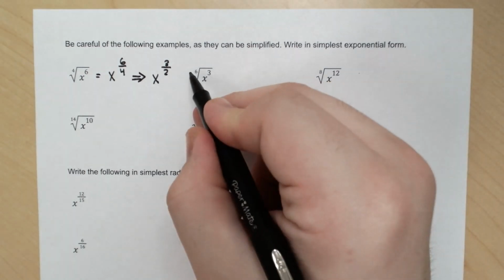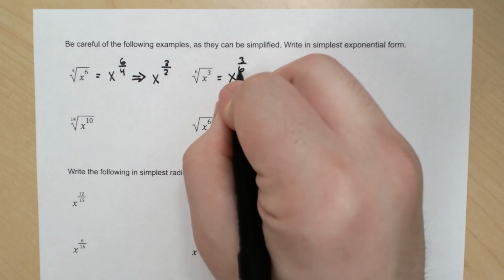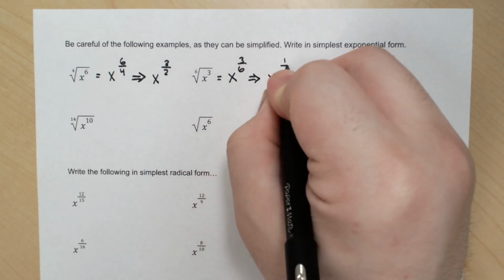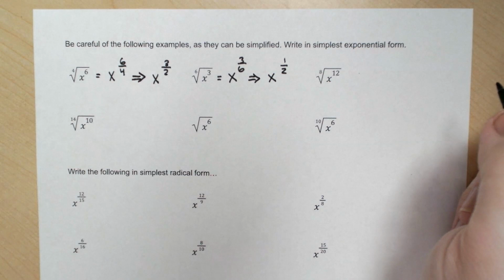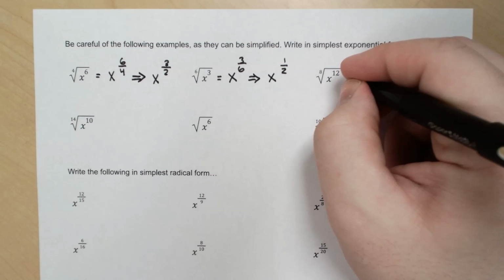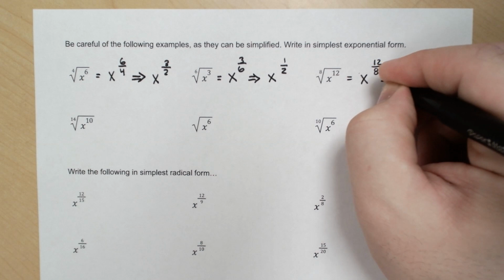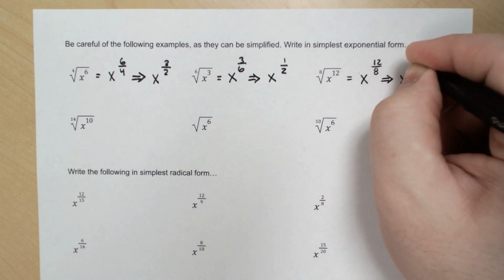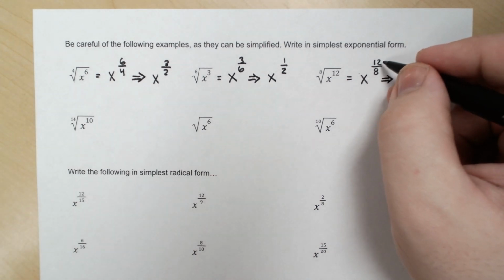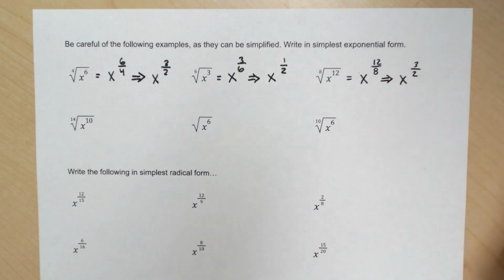The next one, the 6th root of x cubed, could be rewritten as x to the 3/6 power, but that exponent can be simplified down to 1/2. So we would want to simplify it down to x to the 1/2 power. The 8th root of x to the 12th power can be rewritten as x to the 12/8 power, which can reduce down to x to the, 4 goes into 8 2 times and 4 goes into 12 3 times, so 3/2 power.